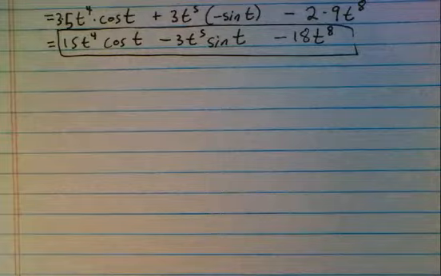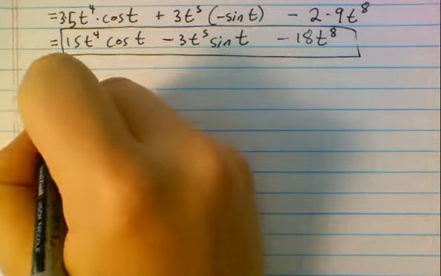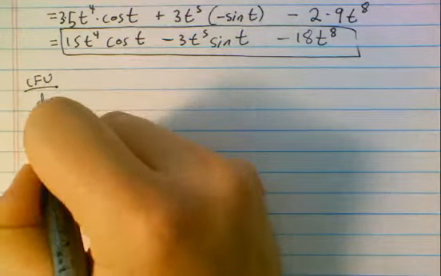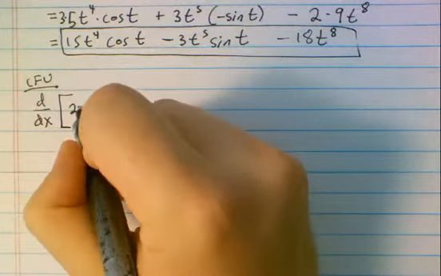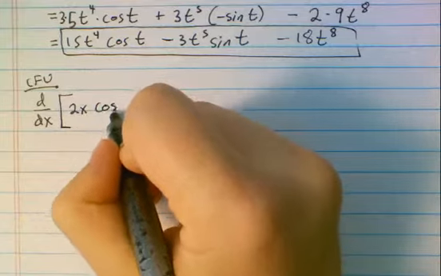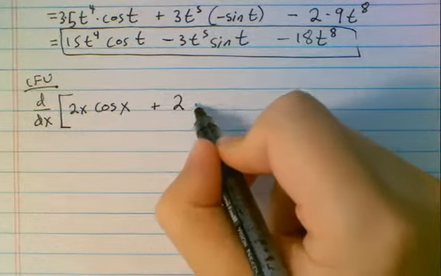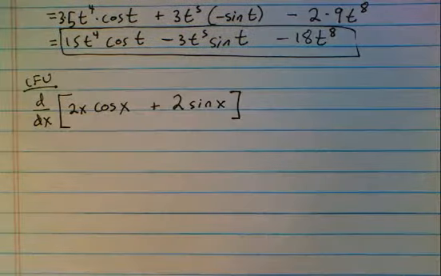Let's do a check for understanding on this. I want you to take the derivative of 2x times the cosine of x plus 2 sine x. Try that one on your own. Pause the video now.